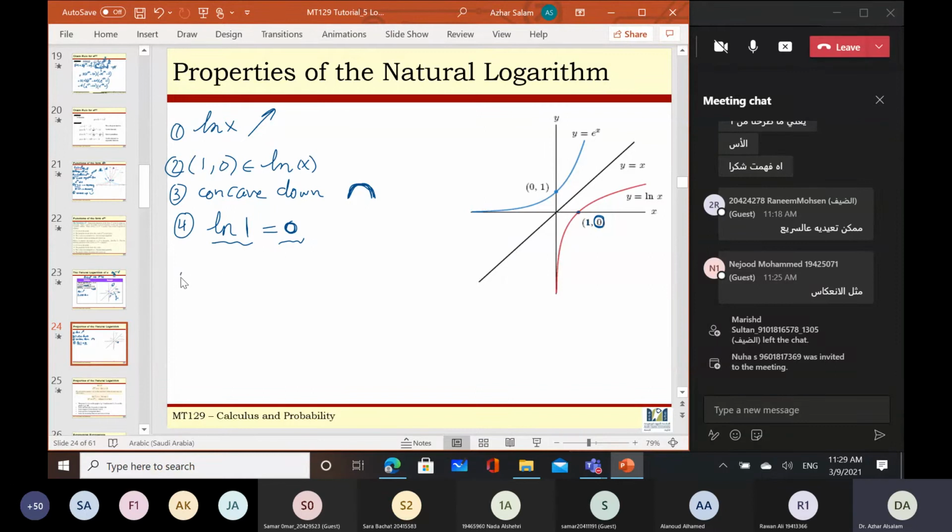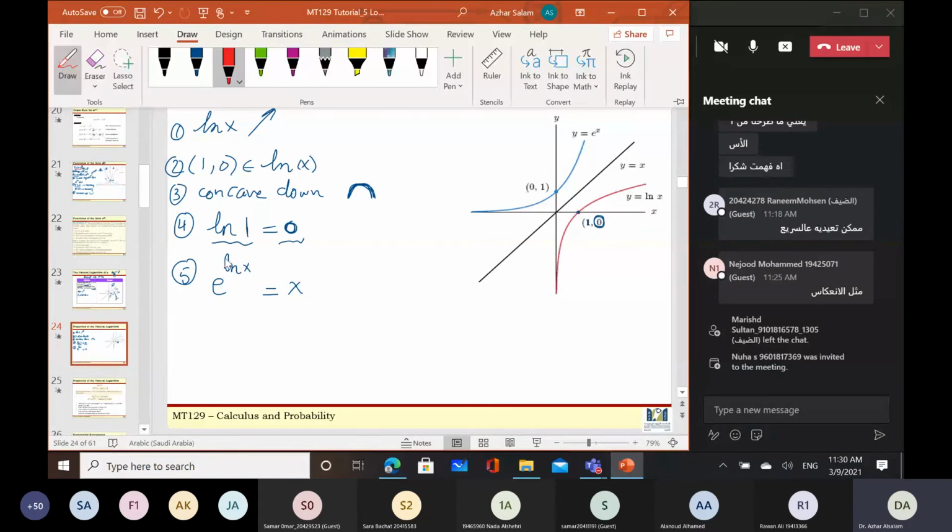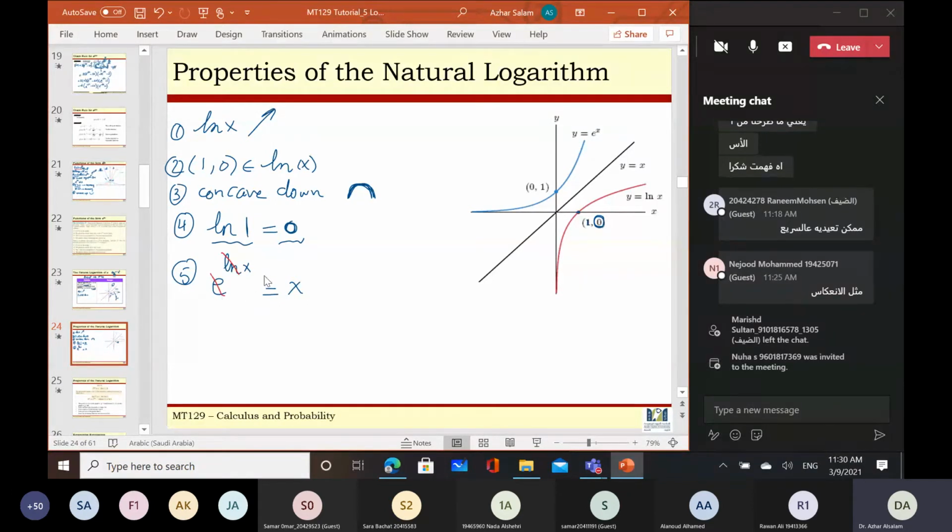And also, I have the exponential function when the exponent is ln x. This is simplified to x. It looks like I omit ln with e, and it will remain only what is inside the logarithm, which is x. I can take another example, for example, e to the power ln of (x plus 1). I omit ln with e, and it's equal to what is inside the ln, which is x plus 1.